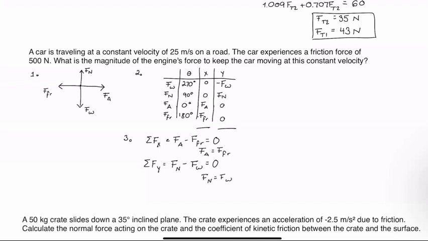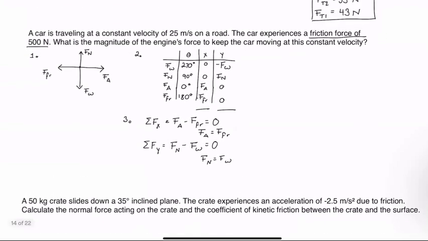Now, if I go back to the problem, it says that I have a friction force of 500 newtons. Therefore, if my applied force is the same as my friction force, then that means that the applied force has to be the same as my friction to be able to move at a constant velocity.